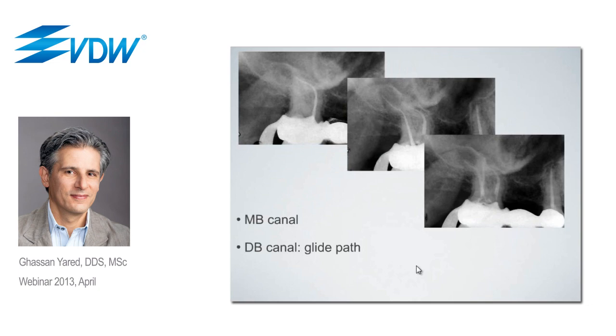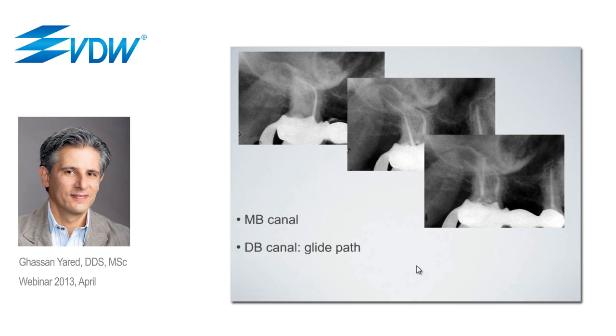This is our interesting case. So the axis was obtained. The estimated length was determined for the different canals. The stopper was placed at the estimated length minus 4 or 5 millimeters. I started with the MB canal, which is strongly curved. I used the R25. It reached the estimated length minus 4 or 5 millimeters.